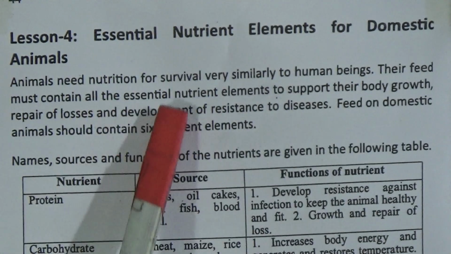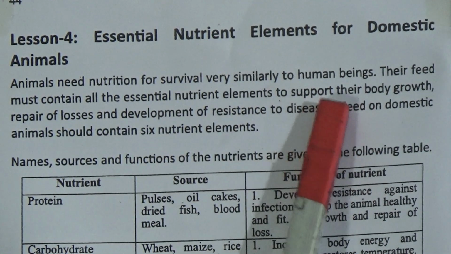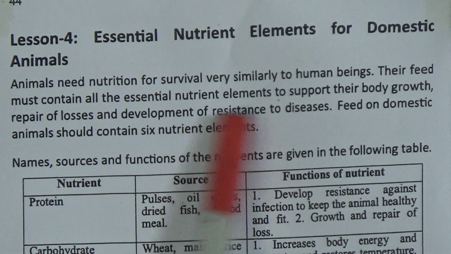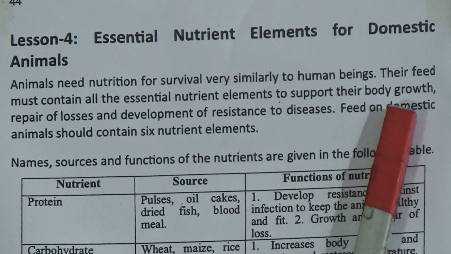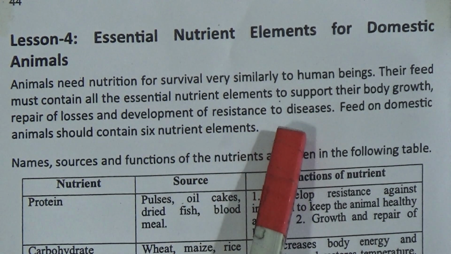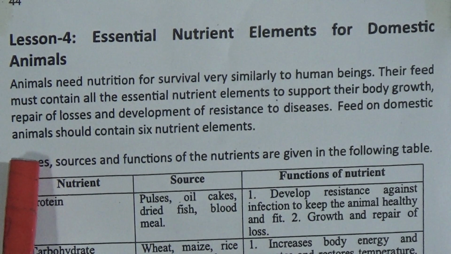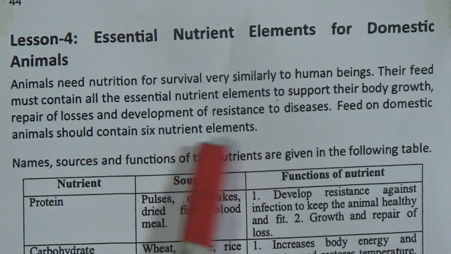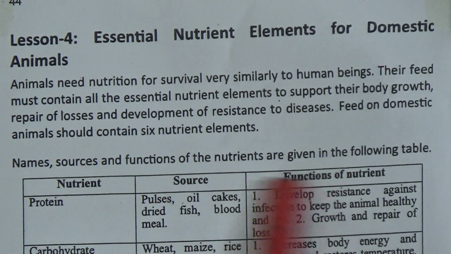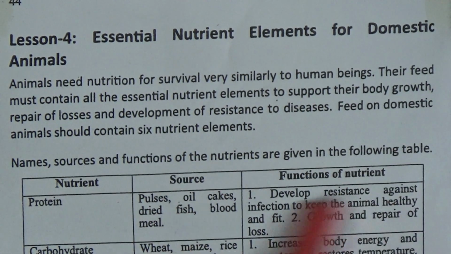Animals need nutrition for survival very similarly to human beings. Their feed must contain all the essential nutrient elements to support their body growth, repair of losses and development of resistance to diseases. Feed on domestic animals should contain 6 nutrient elements. Names, sources and functions of the nutrients are given in the following table.